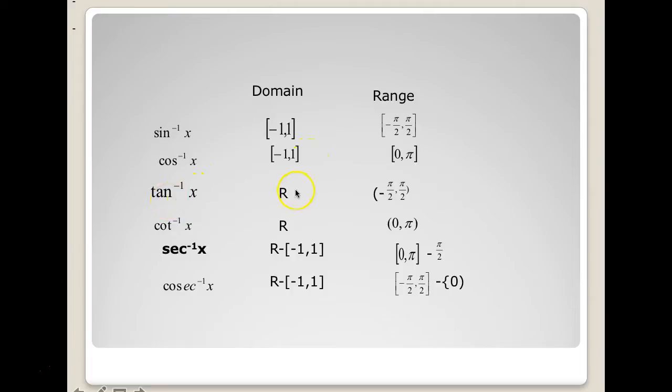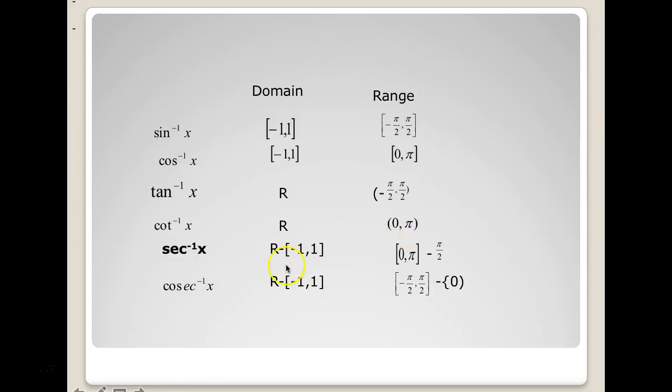Domain of tan inverse is R, range is the open interval minus pi by 2 to pi by 2. Domain of cot inverse is R, range is the open interval 0 to pi. So the domain of tan inverse and cot inverse is R, which is different from the domain of sine inverse and cos inverse, which is minus 1 to 1. The range of tan inverse is the open interval minus pi by 2 to pi by 2. Range of cot inverse is the open interval 0 to pi.